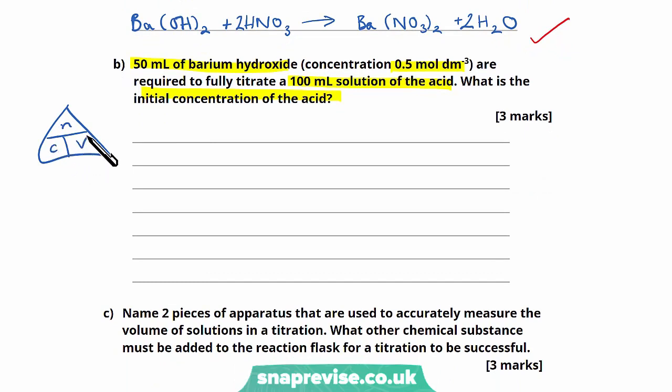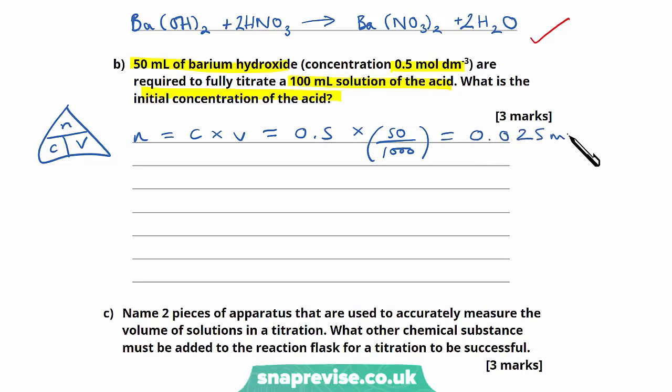So we're going to work out the number of moles of barium hydroxide that have been used in the titration. So the number of moles is equal to the concentration multiplied by the volume. The concentration is 0.5 moles per decimeter cubed, and we have 50 mls. So we're going to multiply that by 50 over 1000, converting the mls there to decimeters cubed, giving us 0.025 moles.